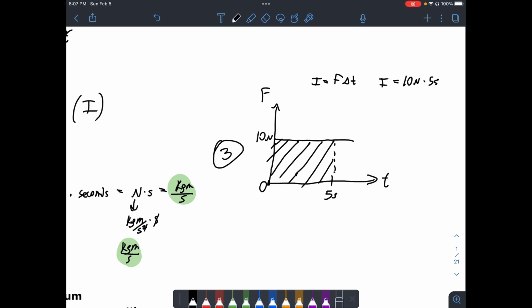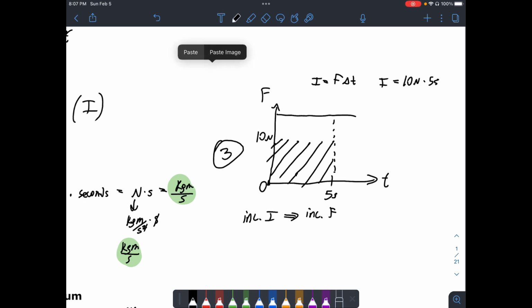So we can see that if we wanted to increase our impulse, or I, there's two ways that I could do this. I could increase my force, which would be raising this guy up to a higher force value. So now we have all of this extra area. Now our impulse is clearly larger than before.